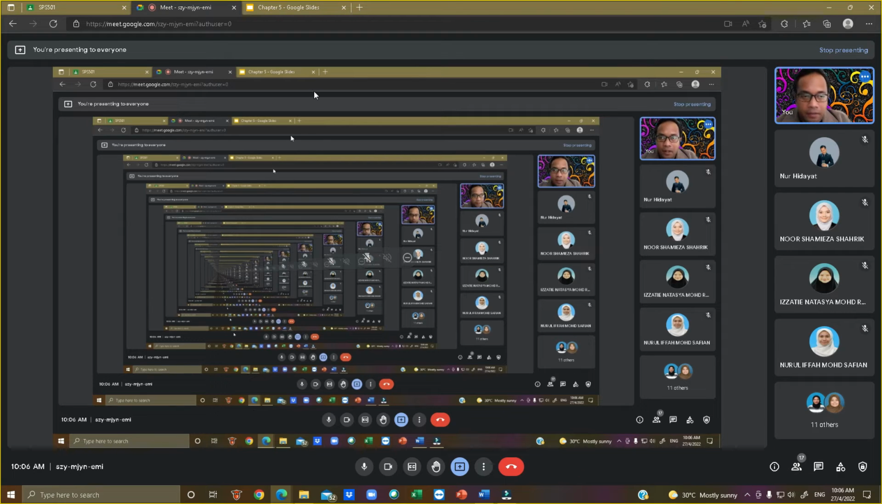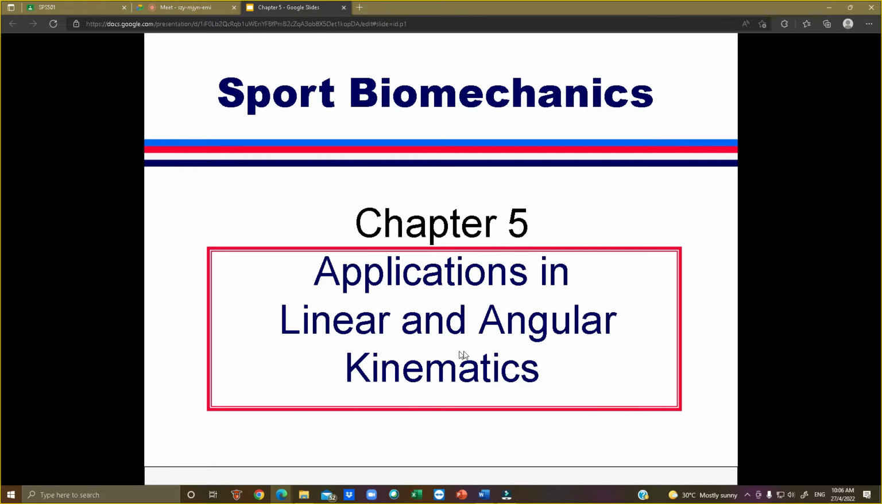Okay, for this morning topic, we are going to discuss kinematics. Okay, kita akan discuss tentang kinematics. So before this, we have discussed Newton's law, and today we are going to discuss kinematics, what we can observe based on pattern and character.